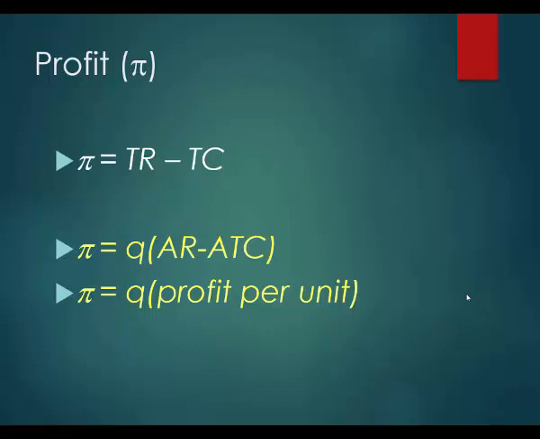We need a formula for profit. Profit is basically total revenue minus total cost. But since we're going to be looking at average revenue and average total cost curves in our model, I want you to use that second formula, the first yellow one. Profit, that's the Greek letter pi, which stands for profit, is equal to our quantity, the amount of stuff that we make and then sell, multiplied by our per unit profit. And the per unit profit is just the average revenue minus the average total cost.